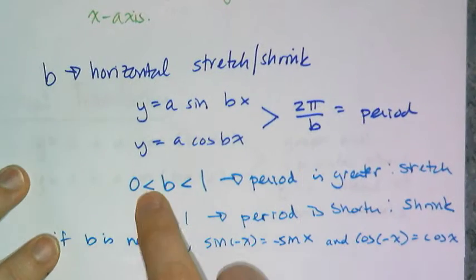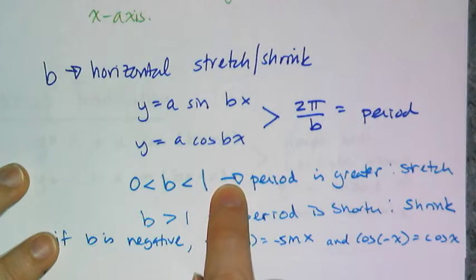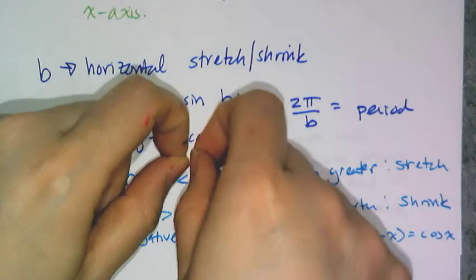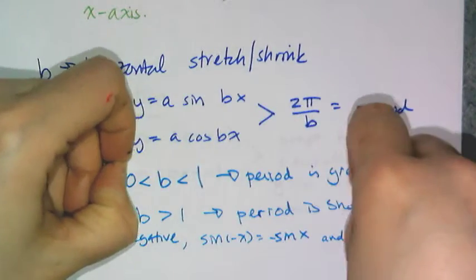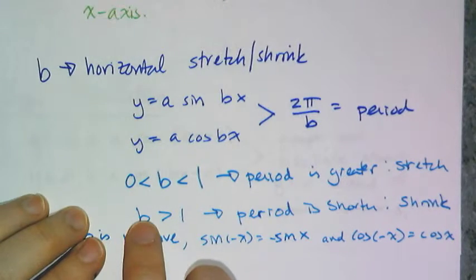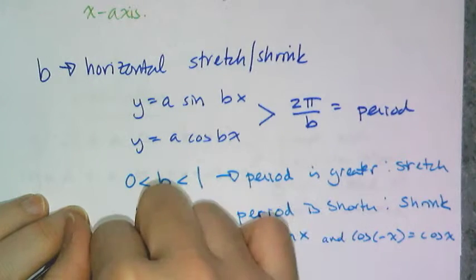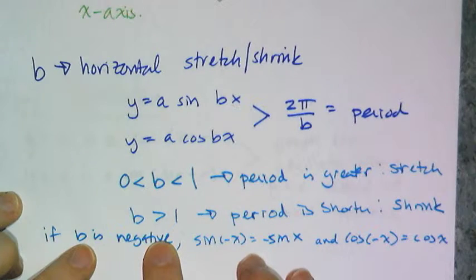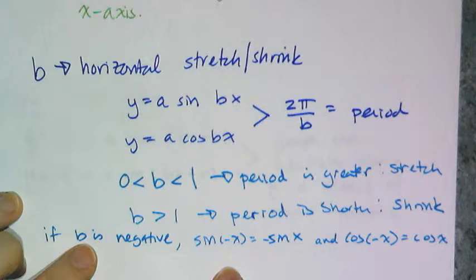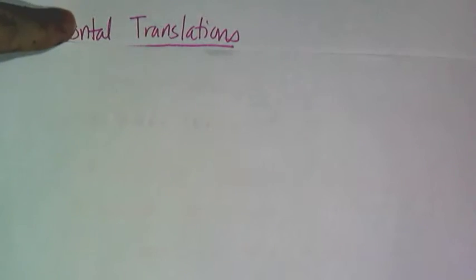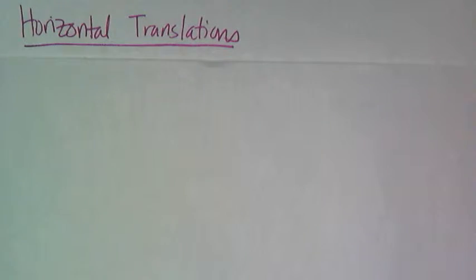Now, if b is between 0 and 1, meaning like a half or a third or whatever, the period is greater, or the graph's x-intercepts get all stretched further apart. If b is greater than 1, then the period is shortened. My x-intercepts occur at a more frequent interval. Now, if b is negative, then you just have to remember what's up with even and odd functions. Remember, if it's like sine of negative x, it's the same thing as negative sine x, and for cosine it has no effect. And so now let's talk about translations.